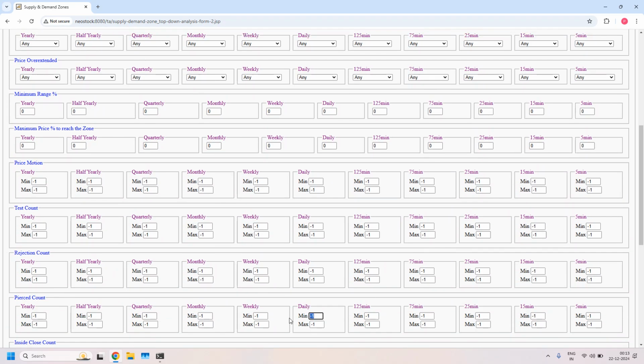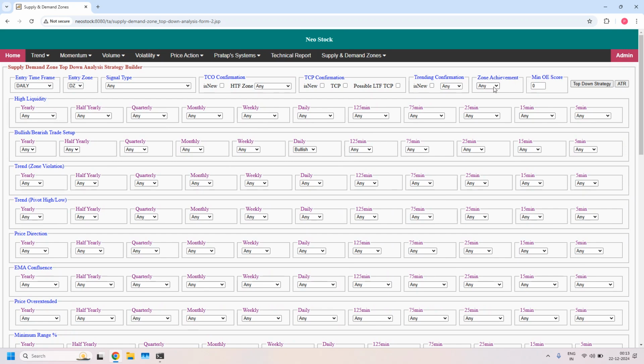I am setting pierced count at daily time frame, minimum value 0, maximum value 0, so that the zone is not pierced. Zone achievement: violated opposing zone. Minimum odd enhancer score should be greater than or equal to 12 for bullish or bearish trade setups. So 3 filters: pierced count, zone achievement and minimum odd enhancer score. These 3 filters are applied to daily demand zone.